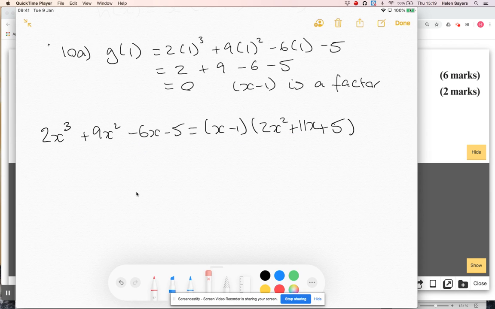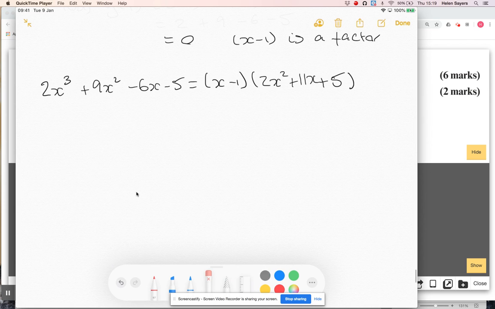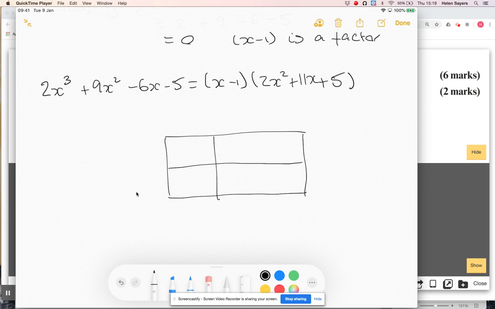If you're not totally sure about that, you're not feeling confident about doing it that way, you can just do either the algebraic long division or reverse grid method. I'll just run through it with the reverse grid method, that's a bit quicker. So I am doing this cubic divided by x minus 1. So that, as we've already said, is going to give me a quadratic.